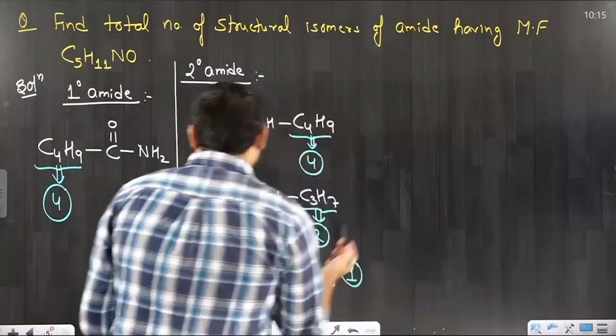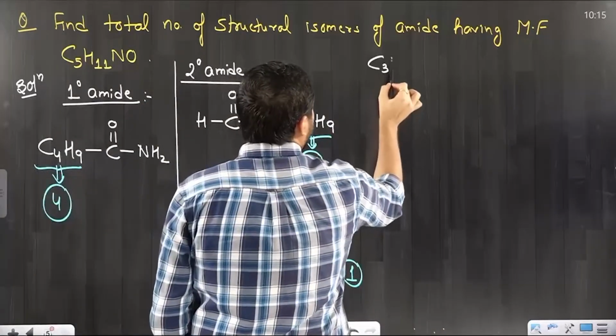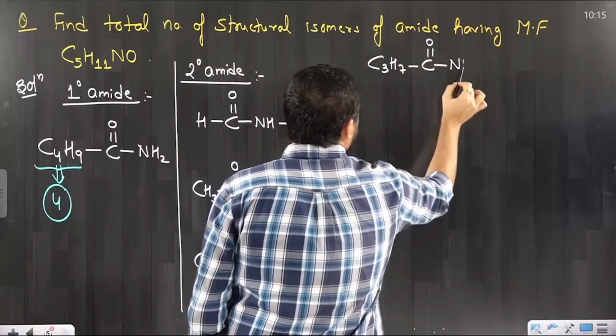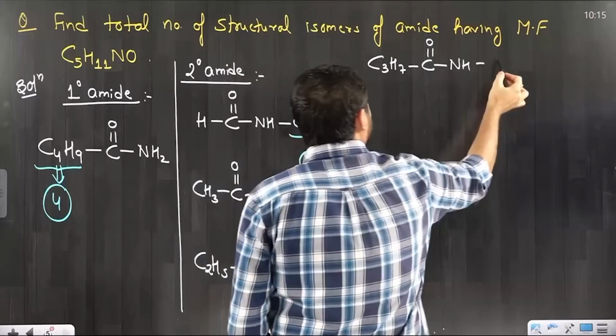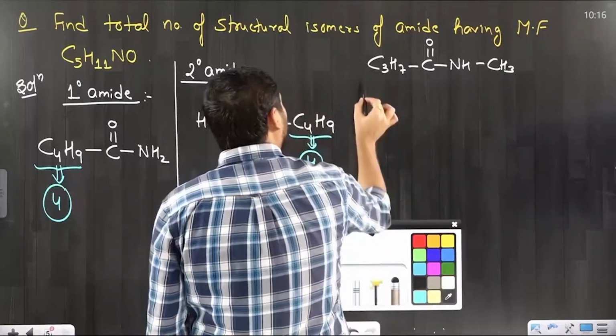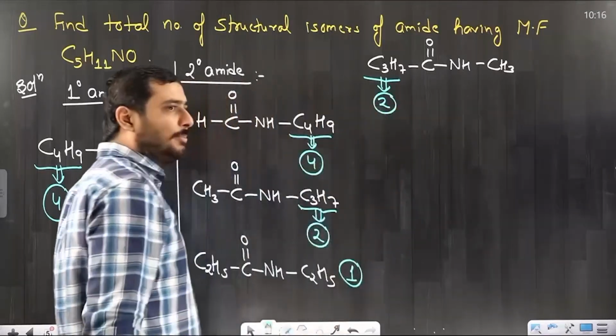Next, if we move, in place of C2H5, if I write C3H7, C double bond O, NH. Now 3 plus 1, 4. So 1 carbon atom is left, CH3. And in C3H7, how many isomers are possible? Two structural isomers are possible.